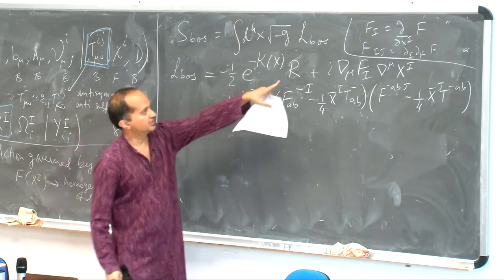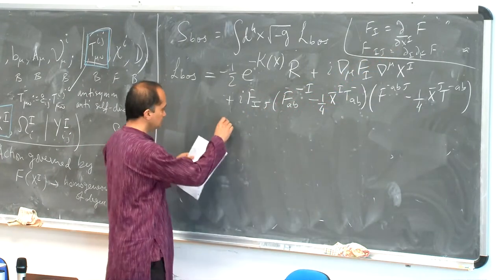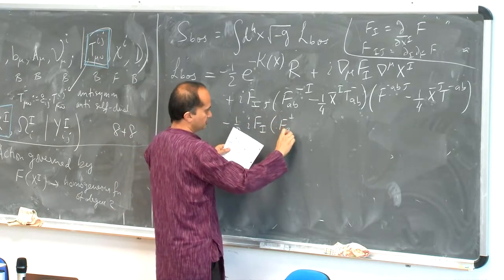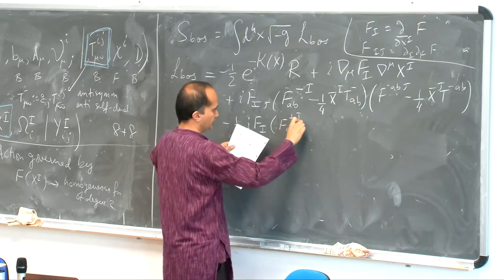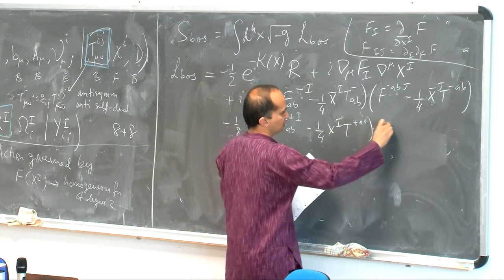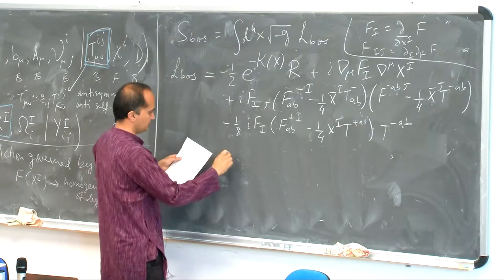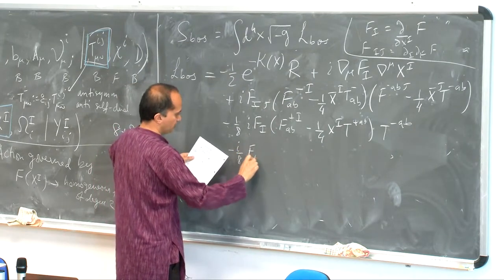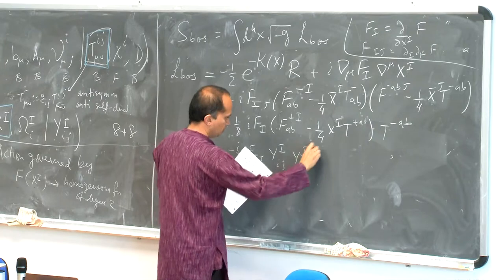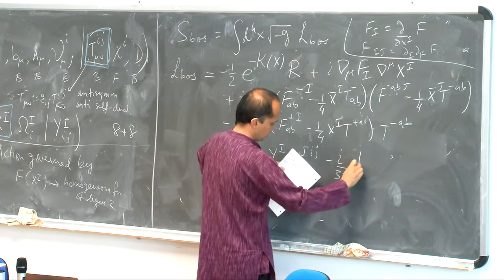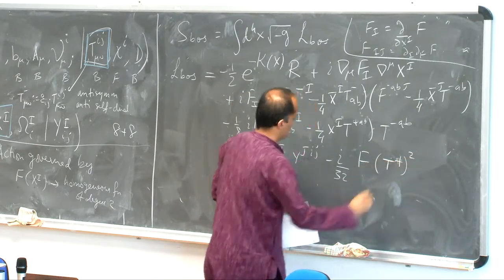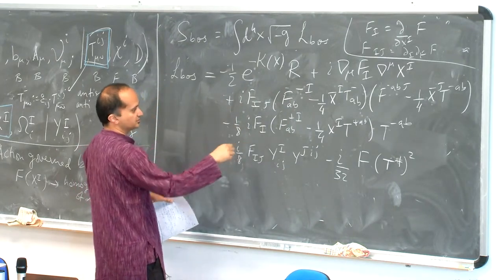Here is this function F_ij. They're all functions of X. Minus an eighth times i F_i times F plus AB I minus a quarter X^i T plus AB times T minus AB minus i over eight F_ij Y^i_j Y^j_j minus i over 32 F times T minus T plus squared, plus, so these are all written in some kind of holomorphic notation.